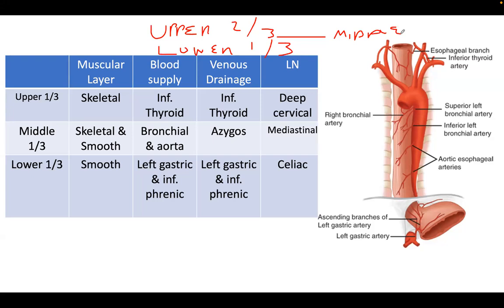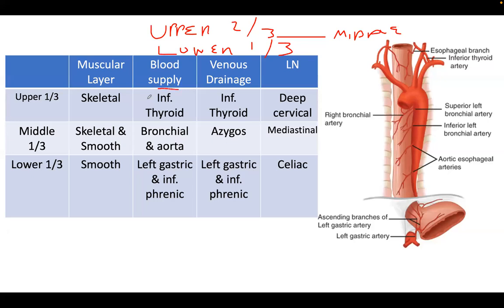If there is a food bolus or a foreign body found in the lower 1/3, can that individual voluntarily cough it out? The answer is no, because the lower 1/3 is already smooth muscle. Now, tip.